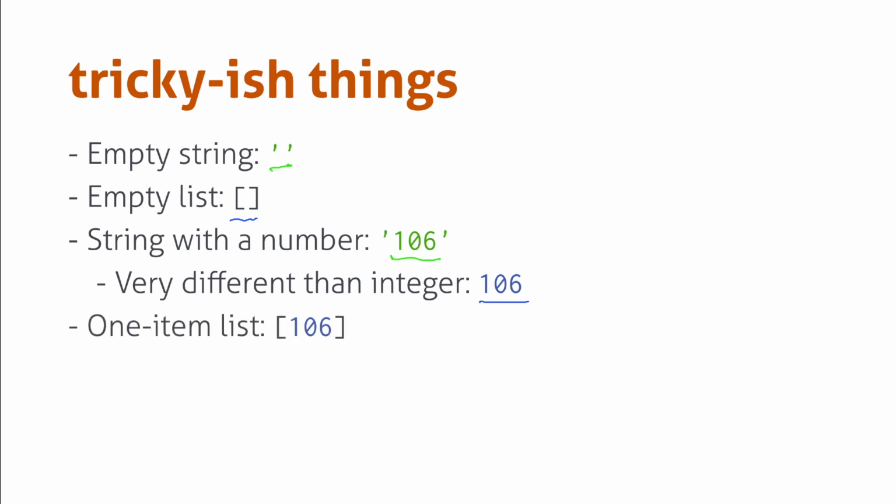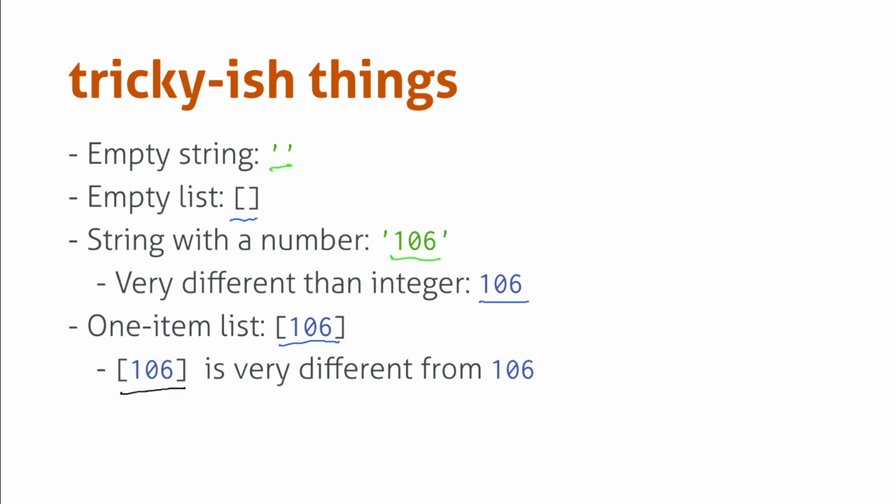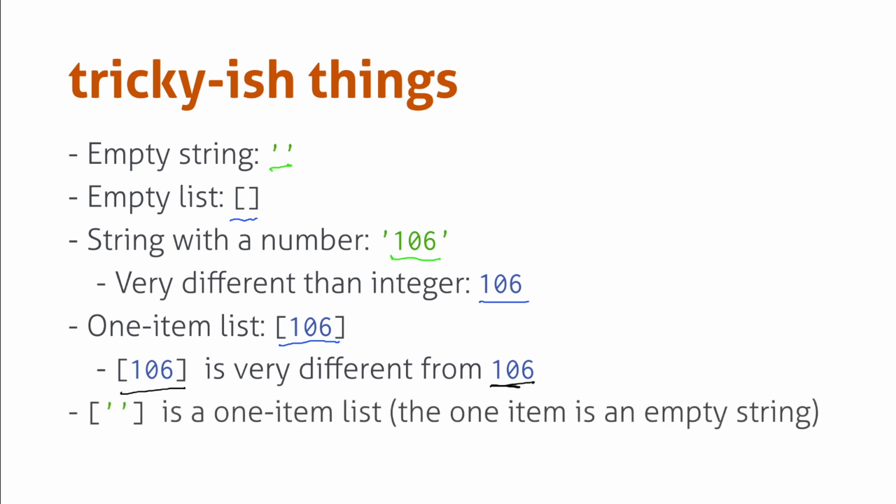We can have one item lists. So this is a list with one item, which is the integer 106. And again, it's very different from just the integer 106. Because to Python, this is a list that has one item in it, and that item just happens to be the integer 106, whereas this is an integer. Some things that look tricky, but make sense when you look at them more carefully, is that this expression creates a list with one item. That one item is an empty string. And this is a string that has 2 characters, open and close square brackets.